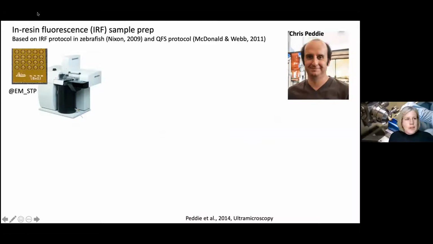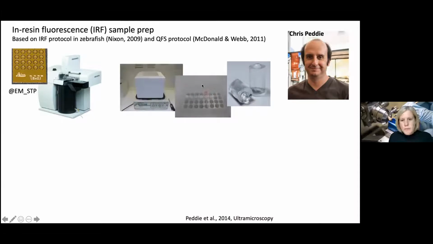So Chris has developed this InResin fluorescence protocol, which is based on work from both Susan Nixon and Kent MacDonald and Rick Webb, with a few slight tweaks. So we take the samples and instead of fixing them with chemicals, we high pressure freeze them. And then while they're still at cold temperature, we substitute the glassy ice in the sample for a solvent like acetone, which contains a heavy metal. And in this case, we avoid osmium because it blocks fluorescence. And we use uranyl acetate instead.